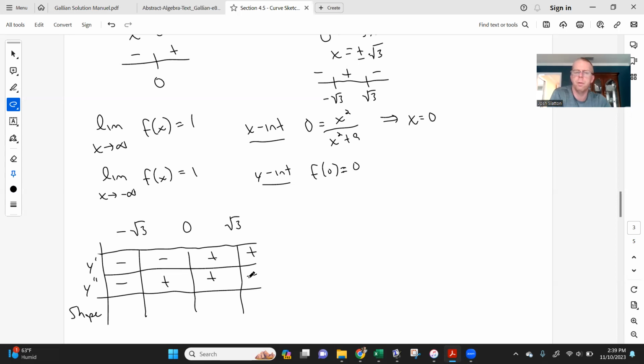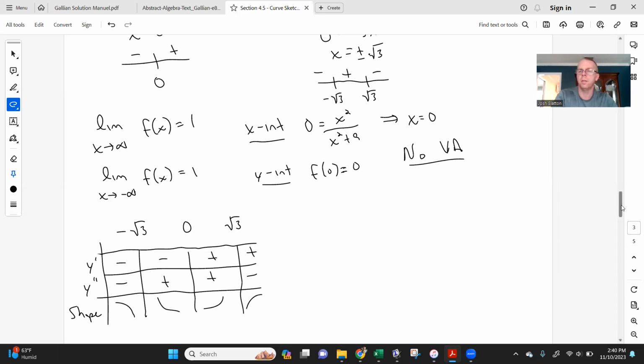I guess the other thing we need to make sure of, which we kind of talked about, the domain's all real numbers, so there is no vertical asymptote. That's another thing to make sure that you pay attention to with these rational functions. But in this case, we have no vertical asymptote. All right, so decreasing concave down looks like that. Decreasing concave up looks like that. Increasing concave up looks like that. And then increasing concave down looks like that.